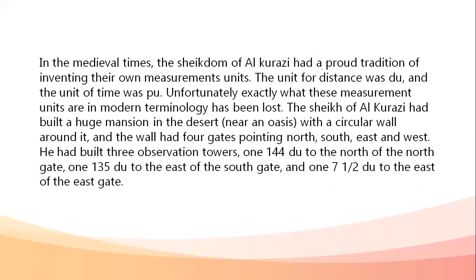Next: in medieval times, the Sheikhdom of Al Khurazi had a proud tradition of inventing their own measurement units. The unit for distance was du and the unit for time was pu. Unfortunately, exactly how these measurement units relate to modern technology had been lost. The Sheikh of Al Khurazi had built a huge mansion in the desert with a circular wall around it. The wall had four gates pointing north, south, east, and west. He had built three observation towers, one 144 du to the north of the north gate, another 135 du to the east of the south gate, and one 7.5 du to the north of the east gate.